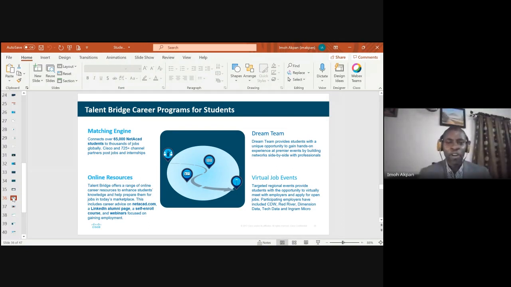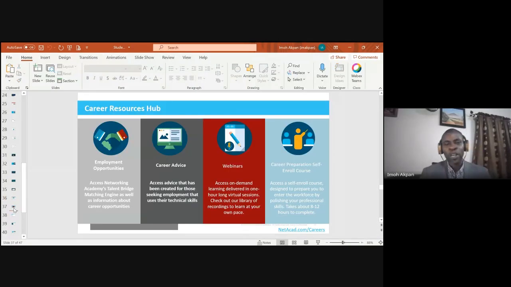So we also have online resources that students can use to upskill, which I'm also going to talk about. So for the career resources hub, we have the employment opportunities where they can go in and submit their CVs. They can also get career advice, in the sense that students can interact with resource persons on career advice and the way out when it comes to employment and their skills, more like a counseling session. Then we have webinars.